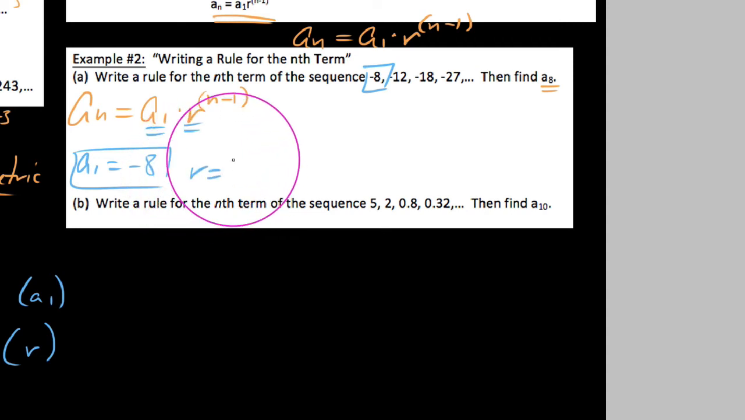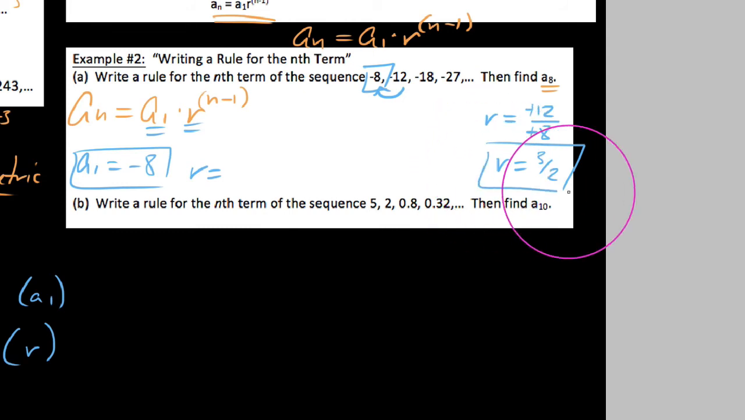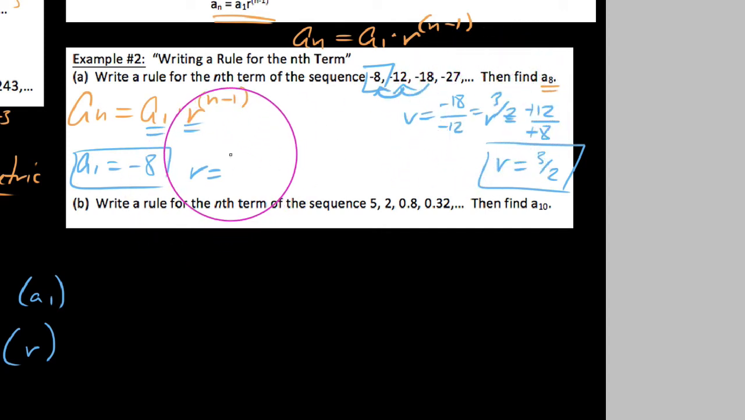So if we need to know r, here's what we'll do. We'll find it by taking a term and dividing by the term right before it. So we could say, for instance, r is -12 divided by -8. And when you reduce it, a negative over a negative is a positive, and you get 3 over 2. And this is going to happen with any of the numbers we choose here. If we'd done -18 over -12, we still would have gotten 3 halves. So r is 3 halves.